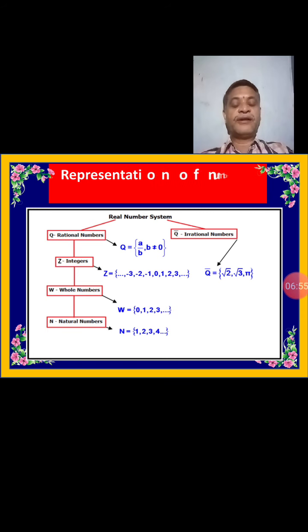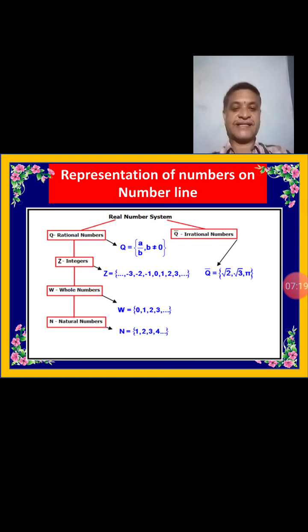So these are the numbers we already learned. Natural numbers are denoted by N, whole numbers by W, integers by Z, rational numbers by Q, irrational numbers by Q dash. Here we observe that Q bar is also correct: Q dash or Q bar or S. And real numbers are denoted by R.